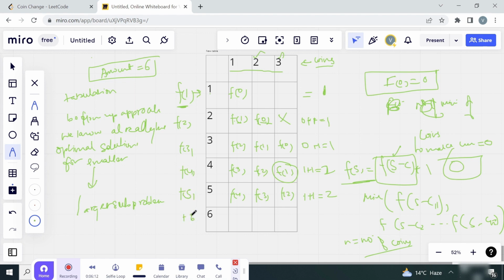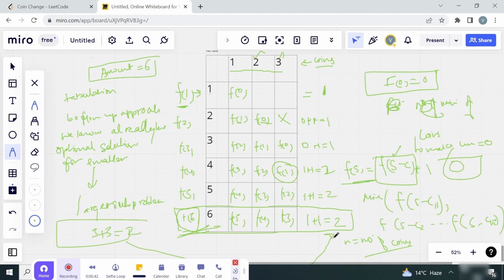So for f6, 6 minus 1 is f5, 6 minus 2 is f4, and 6 minus 3 is f3. So the minimum value is f3, that is 1 plus 1 equal to 2. So the minimum number of coins will be stored in f of 6 for 6. So the minimum number of coins is 2 plus 1, that is 3. That is the answer, we got it.